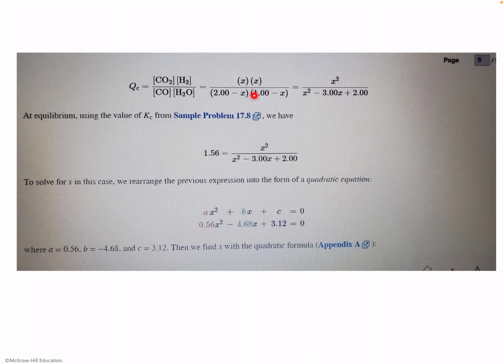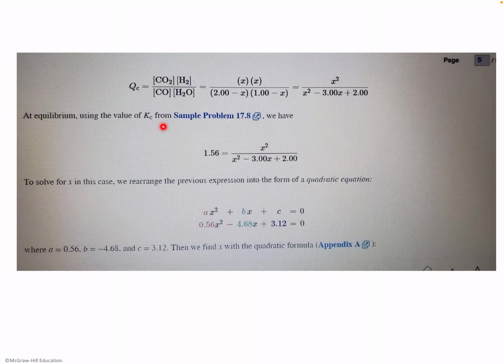So 2 times 1 is 2, and then you also do 2 times negative x, that would be minus 2x. Then minus x times 1 is minus x, and minus x times minus x is plus x squared. So plus x squared, and then minus 3x plus 2. So this is what you get when you multiply what you have inside the parentheses.